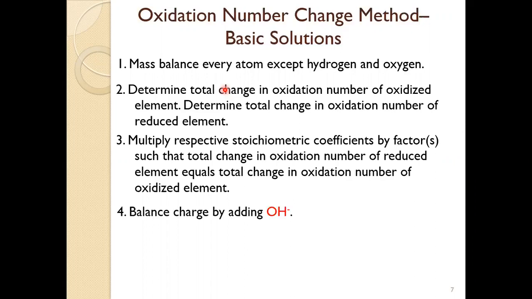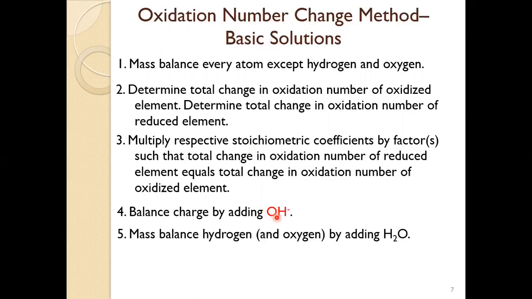And then what's different is that normally with an acidic solution, we'd balance charge by adding hydrogen ions, because that makes sense, because in an acidic solution, you have lots of hydrogen ions available to participate as part of the reaction. But in a basic solution, that's not going to be true. In a basic solution, the concentration of hydrogen ions will be relatively low, that's why it's basic, but the concentration of hydroxide ions will be relatively high. So in basic solutions, in step 4, we're going to balance charge by adding hydroxide ions to one side or the other.